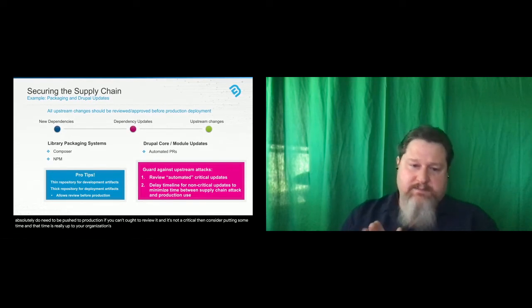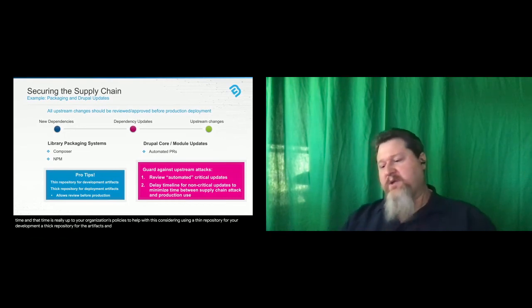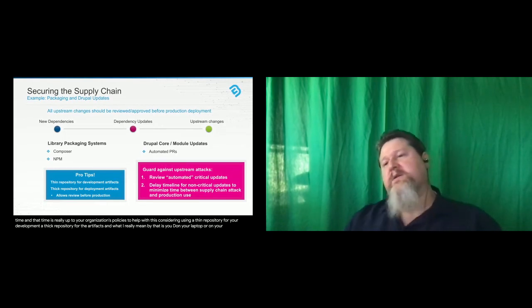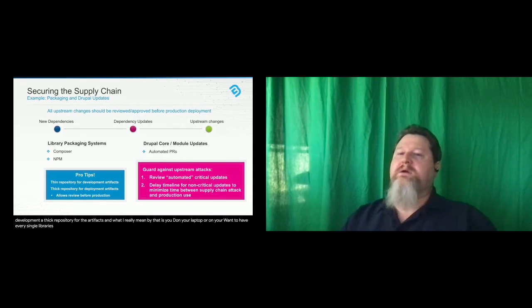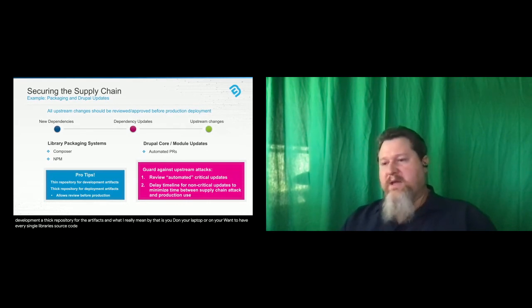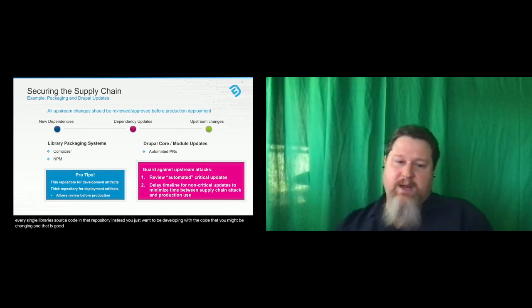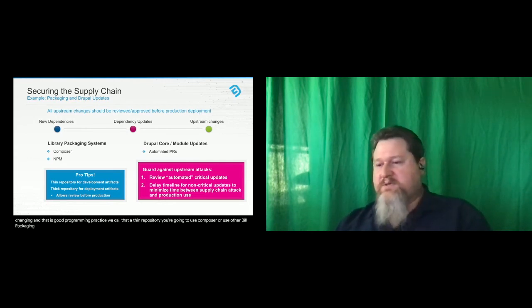To help with this, consider using a thin repository for your development and a thick repository for the artifacts. And what I really mean by that is, on your laptop or on your desktop or wherever you're doing development, you don't want to have every single library's source code in that repository. Instead, you just want to be developing with the code that you might be changing. And that is good programming practice. We call that a thin repository. You're going to use Composer or other build packaging systems to pull in other components.